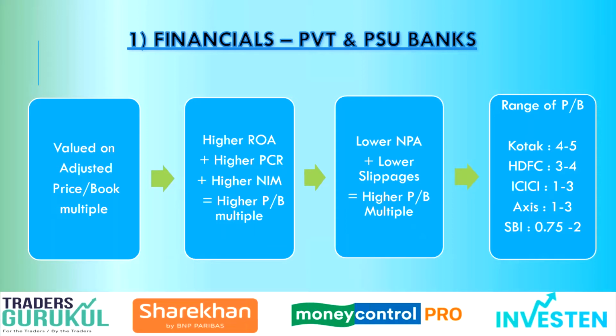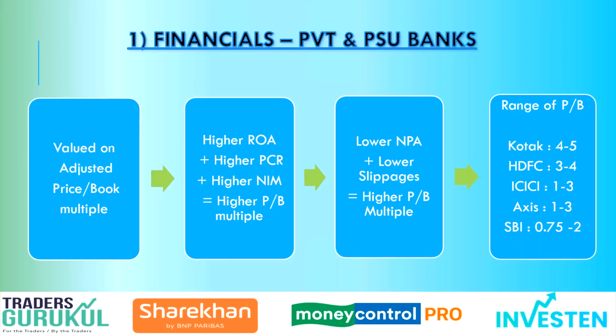We will first look at the banking sector today. Banks and NBFCs should not be valued on the basis of PE multiple, as their earnings are prone to cyclicality. Bank earnings can also be affected by provisioning, write-offs, and other income. So, the best way to value banks is on the basis of adjusted price to book multiple, where we assign a certain multiple to their book value.